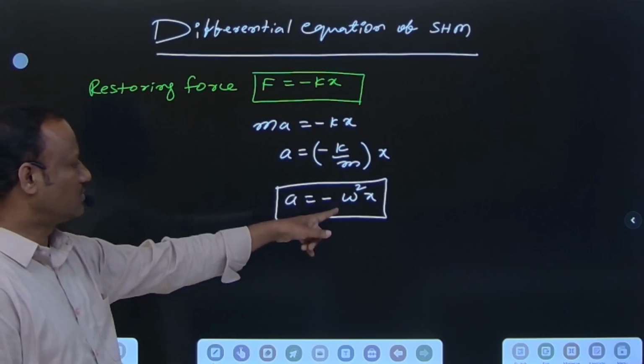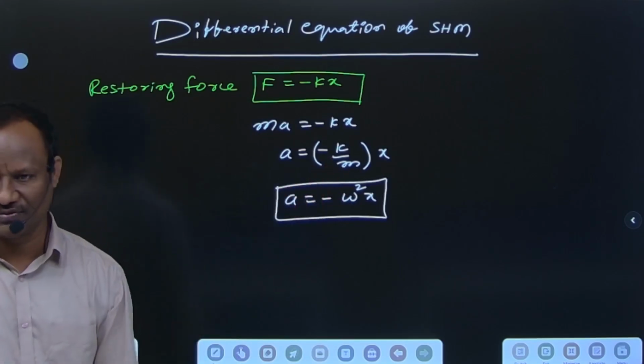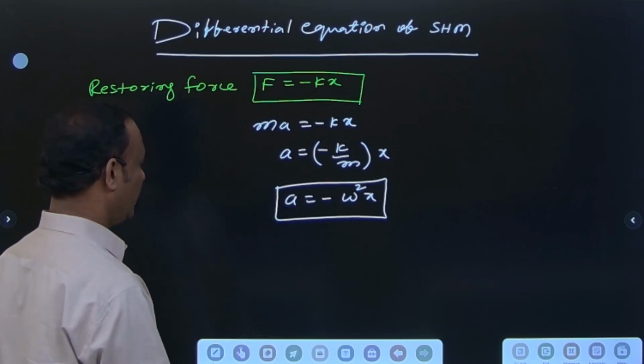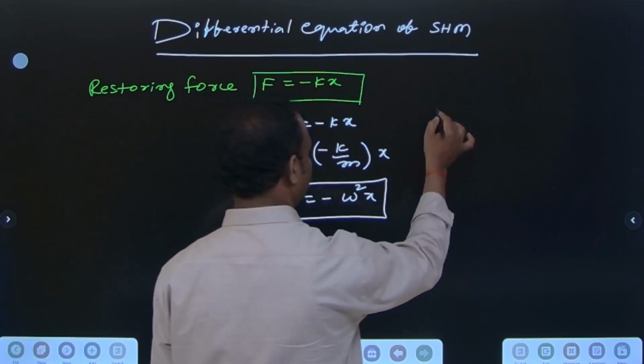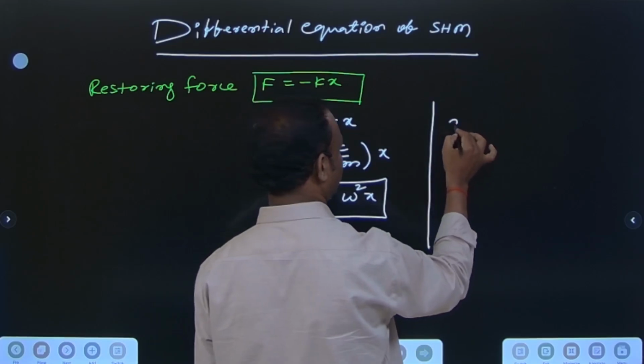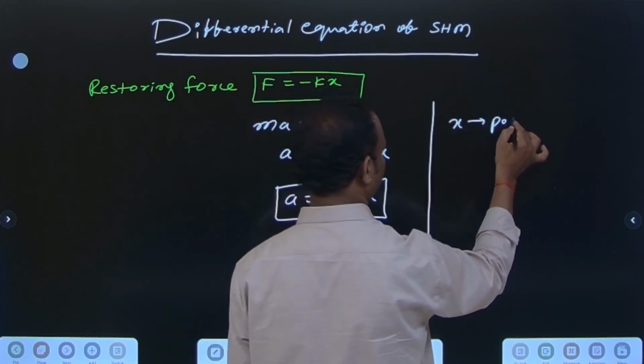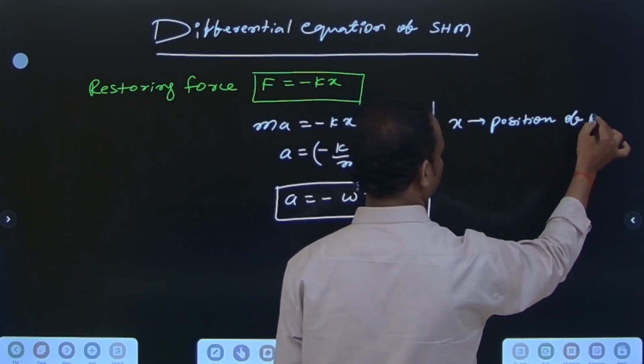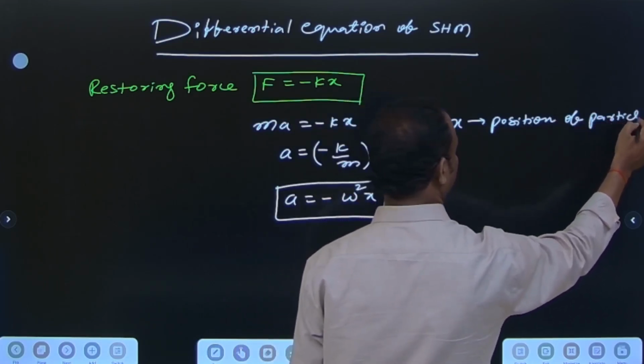You already know this one: omega square. K equal to m omega square, we did that, correct? Then omega square is equal to what? K by m. So this is acceleration. X gives what? Position of the particle.